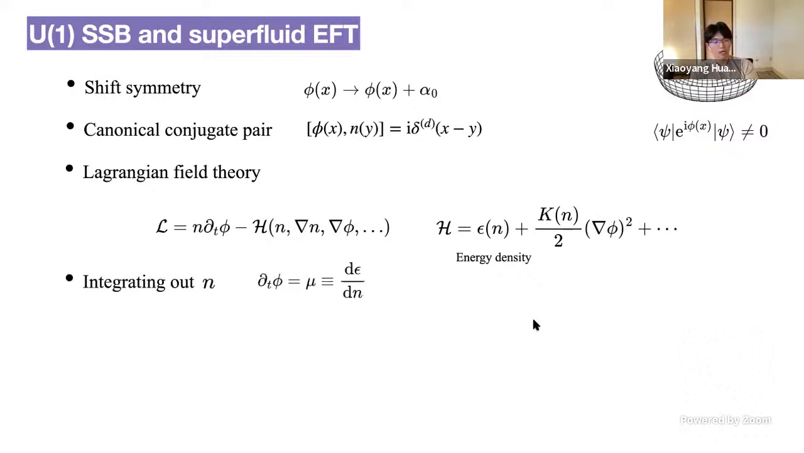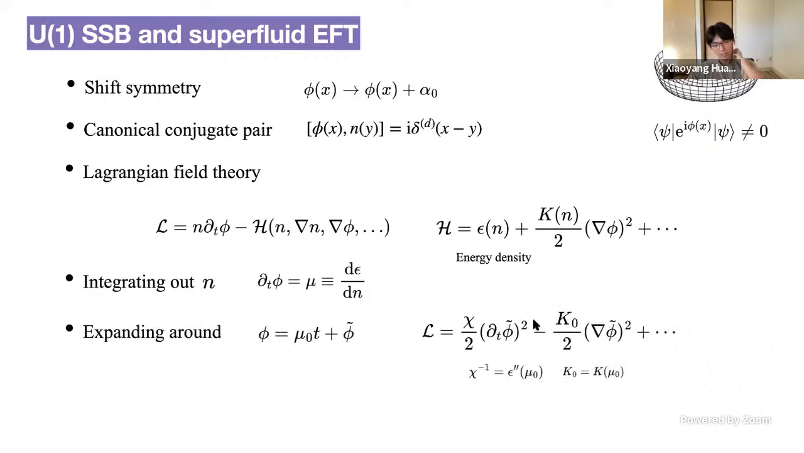Now if you integrate out the charge density, you will get the constraint that dt phi would be given by the chemical potential, which is related to the charge density by this thermodynamic relation. The later step is to expand around this background and rewrite your effective Lagrangian field theory in terms of the new fluctuation field, phi tilde. And indeed, you get the Navier-Stokes model at the end of the day, by just calculating the equation of motion for that.